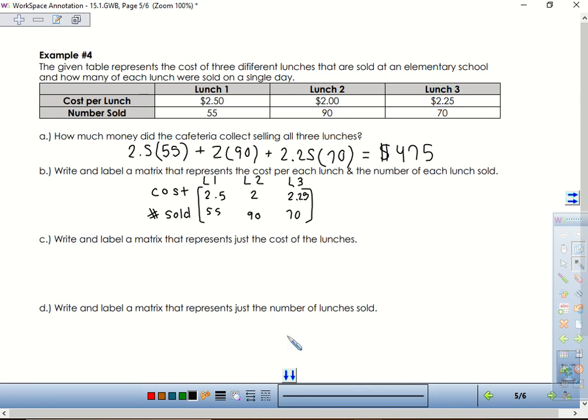So for the next one, write and label a matrix that represents just the cost of lunches. So this matrix here is 2 by 3, correct? This one's only going to be 1 by 3, right? Because I'm simply eliminating the sold number in my matrices. So I'm just doing just the cost.